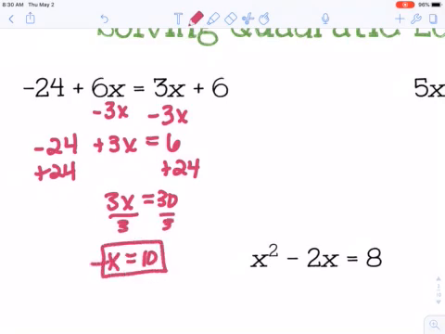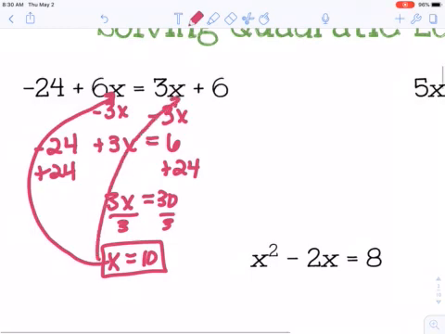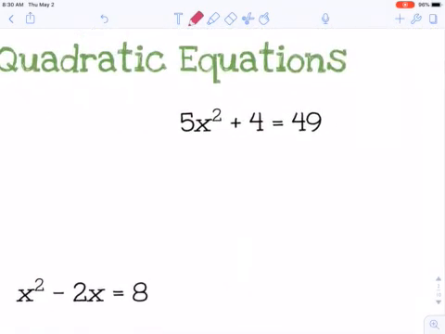So I could plug that 10 back into each of these, and I would check it to make sure it works, and 10 would be my answer. So let's do that again, but this time with a quadratic equation. So 5x squared plus 4 equals 49. So let's, again, work backwards.